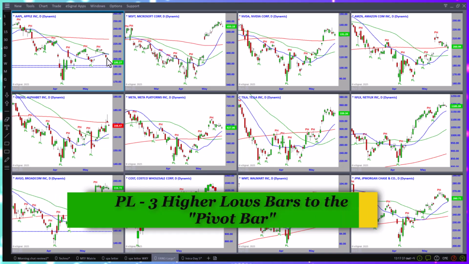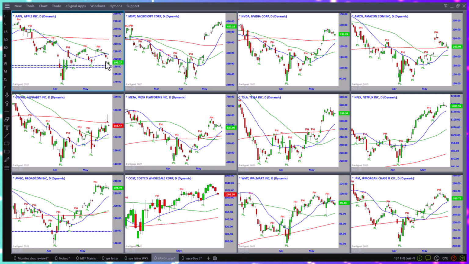It gapped down. Most times, after several days down and a gap down into support, there are going to be buyers there. There were on Friday, like there were in many things, but it didn't hold on to the gain, and we'll see what happens after the holiday weekend.